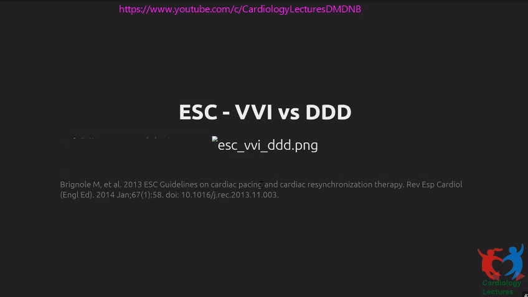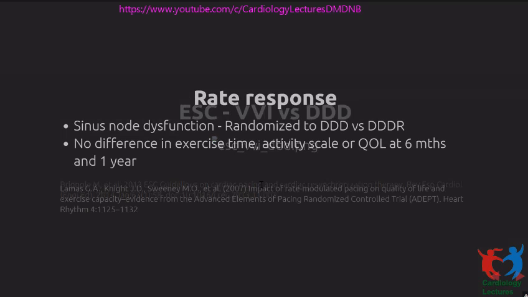And lastly, now, when it comes to rate response. So the other thing when you decide to put a dual chamber pacemaker or a single chamber pacemaker is, should you take an SSI device or should you take an SSIR device? Or when it comes to DDD, should you take a DDD or a DDDR device?